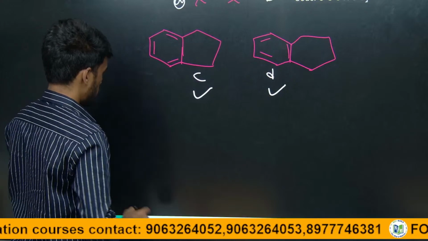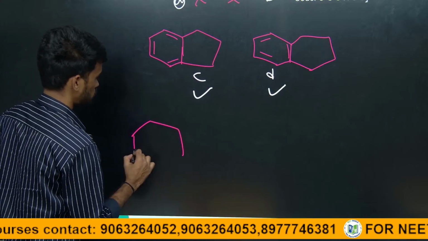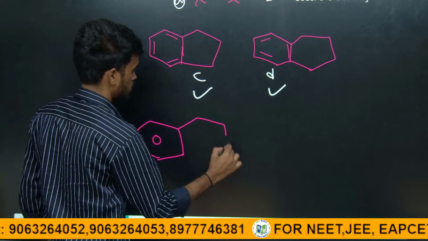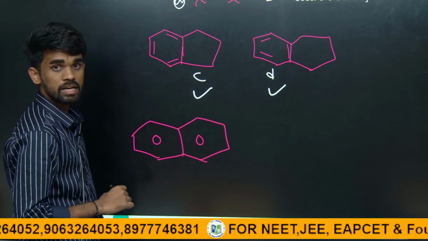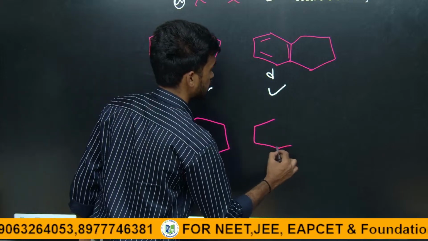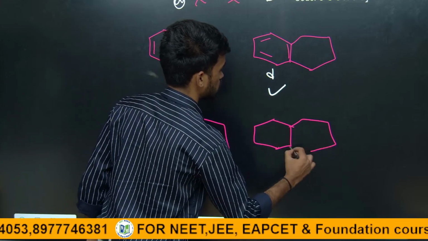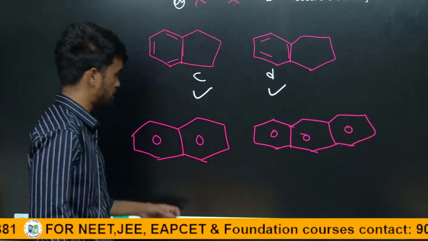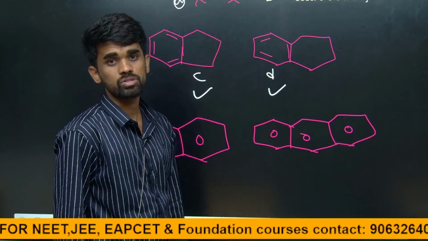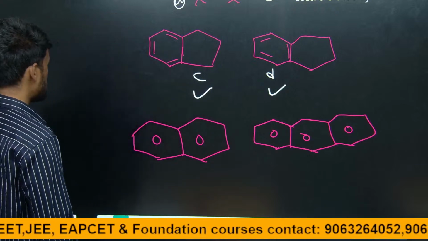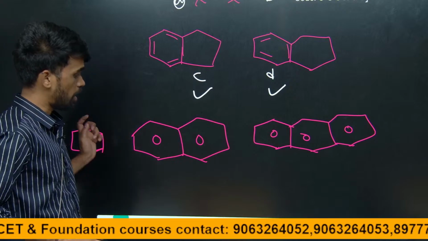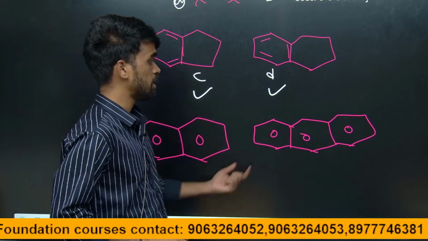Okay. What about this? See, if one ring is there, we say it is benzene. If it is 2 rings, you should say naphthalene. If it is 3 rings, you should say anthracene. Yeah, these are also aromatic compounds. Okay. So now I just want to ask you, compare the aromatic nature of benzene, naphthalene and anthracene.